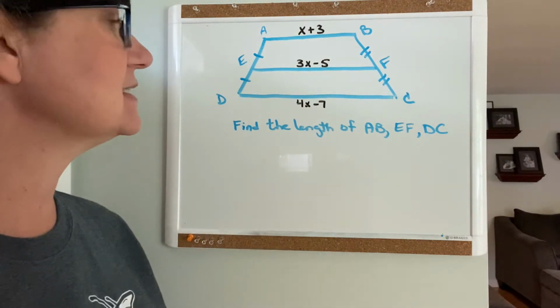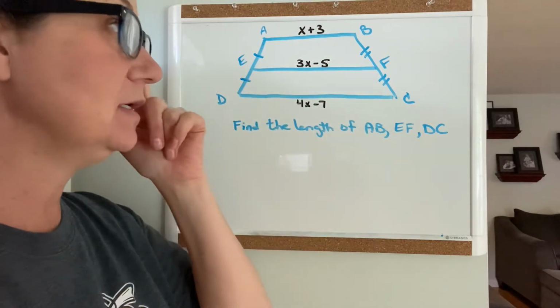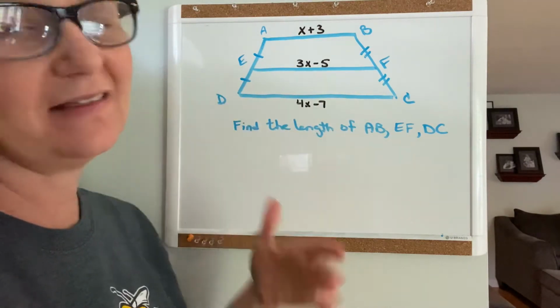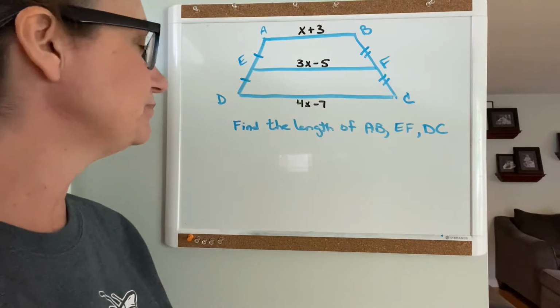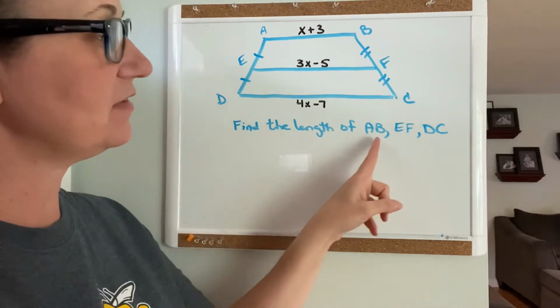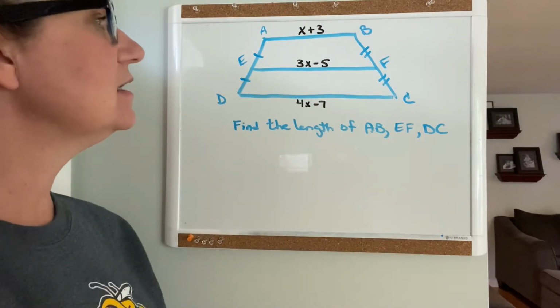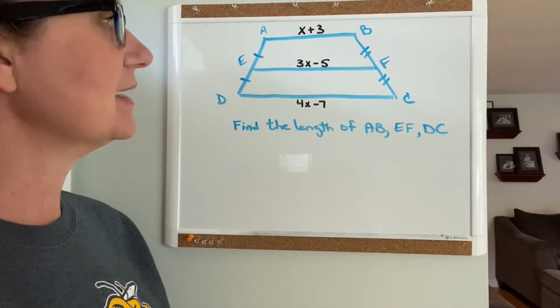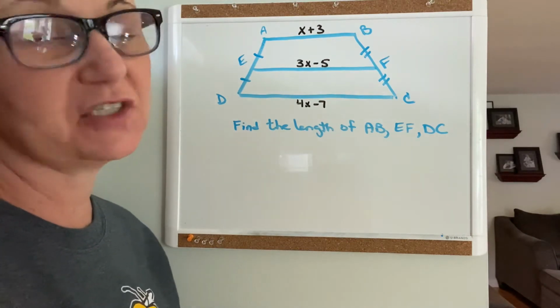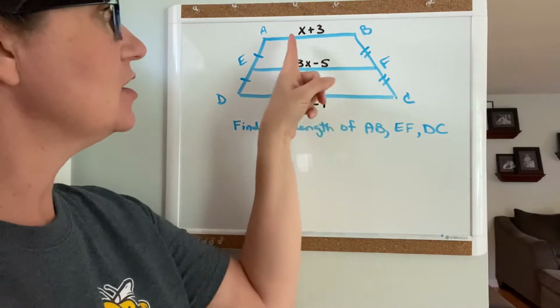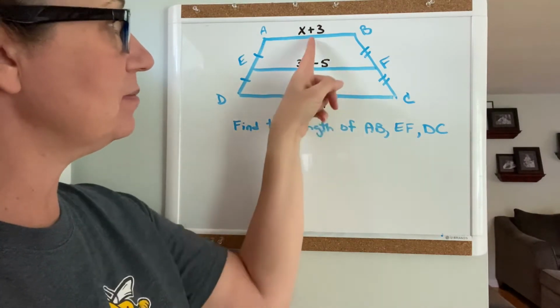So for this first example, you are given a trapezoid. It does not say that it's an isosceles trapezoid. It says find the length of AB, EF, and DC. So the first thing you have to do is recognize what the given information pertains to. So you are given information about both of the bases.